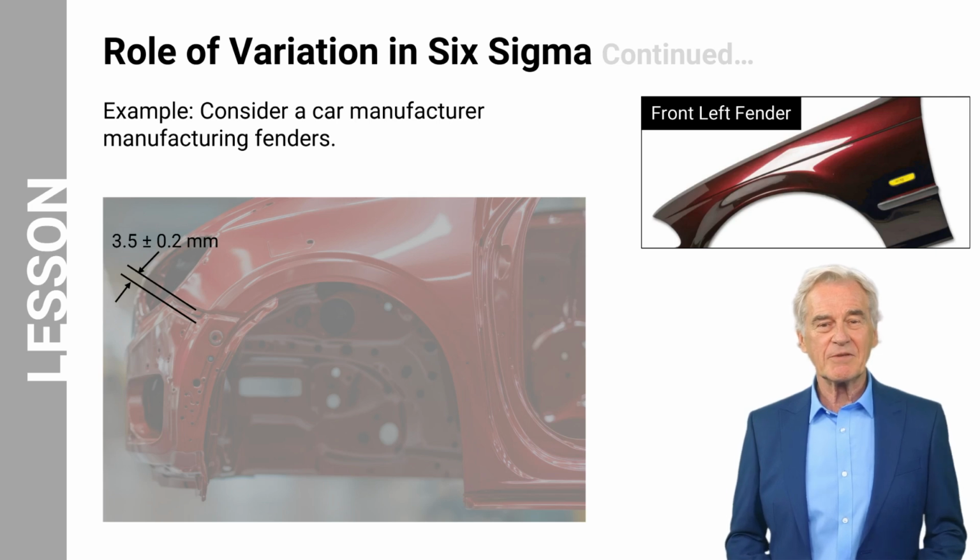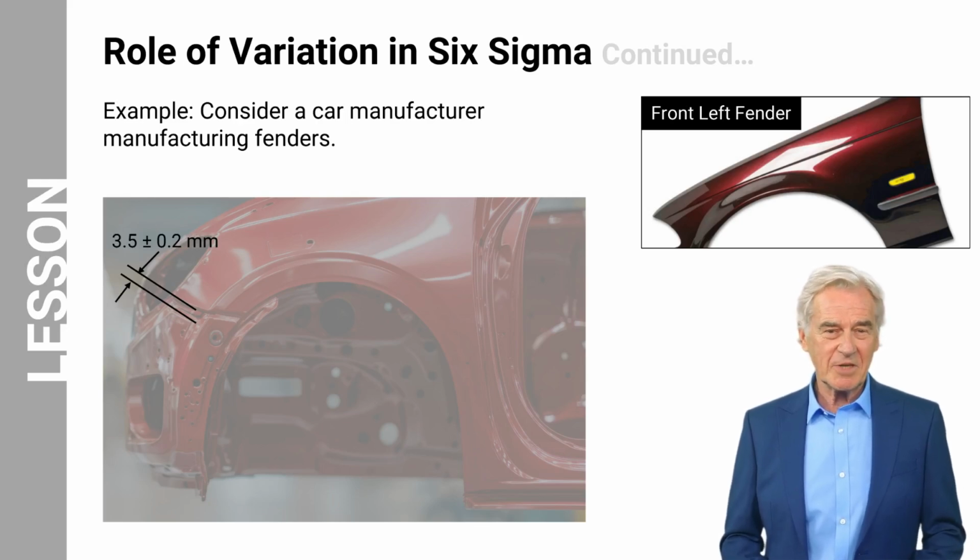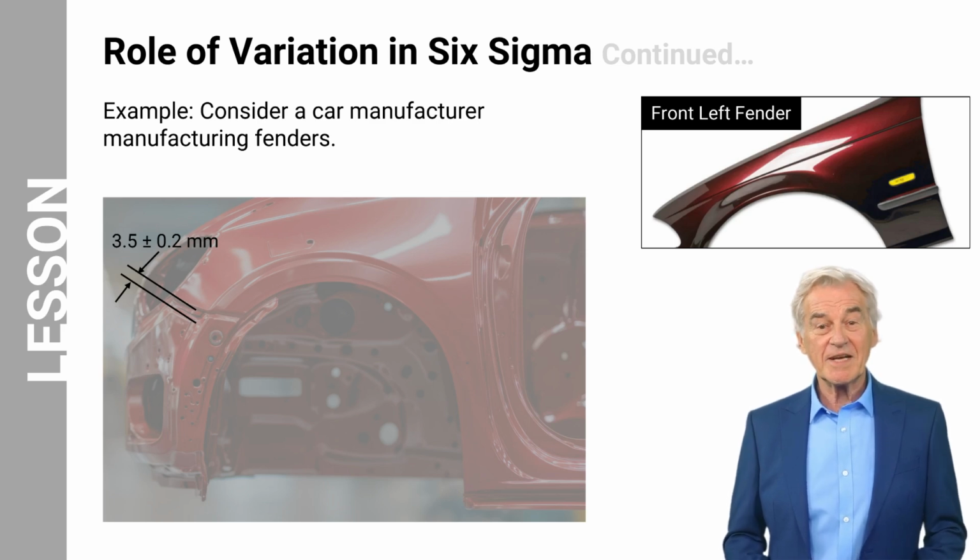In this example, the target value is a 3.5 millimeter gap between the fender and adjacent body panels, and variation refers to how much the actual gap dimensions deviate from this target value. The acceptable range of variation is plus or minus 0.2 millimeter, meaning gaps between 3.3 millimeter and 3.7 millimeter are considered satisfactory. By controlling this variation, manufacturers can produce cars that look and feel high quality, with panels that fit together properly and consistently.